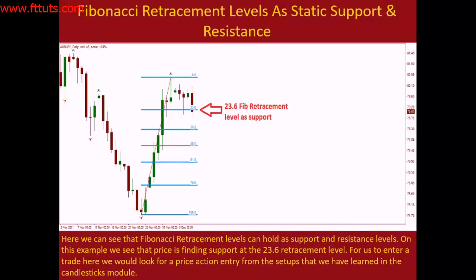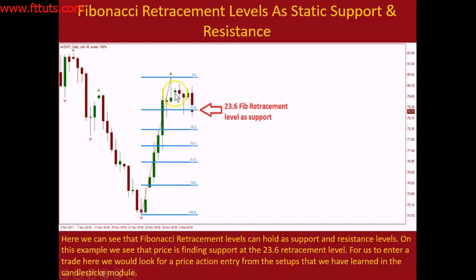Fibonacci retracement levels as static support and resistance. Here we can see that Fibonacci retracement levels can hold as support and resistance levels. In this example, we see that price is finding support at the 23.6 retracement level. For us to enter a trade here, we would look for a price action entry from the setups that we have learned in the candlestick module. So you can see we're using these Fibonacci retracement levels as levels of support and resistance.